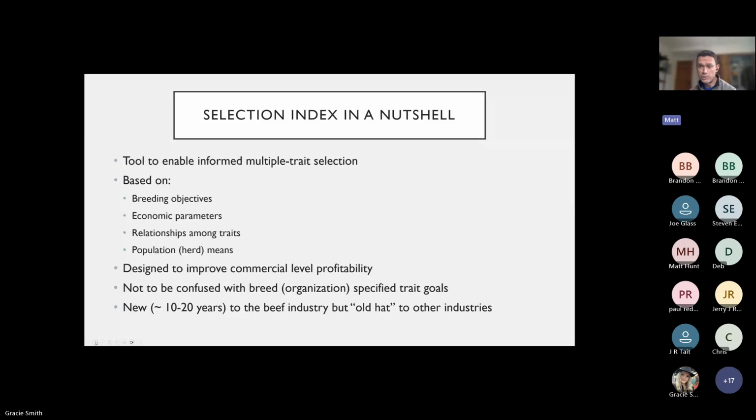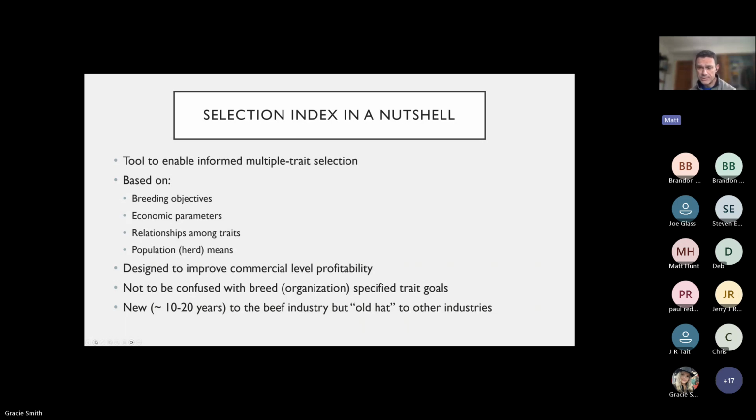What are the relationships among traits? Because we're selecting for multiple traits, we need to know what is the genetic relationship between hot carcass weight and IMF, as an example, or between IMF and earlier in life growth traits. Where are we starting from? That's the population or herd mean.